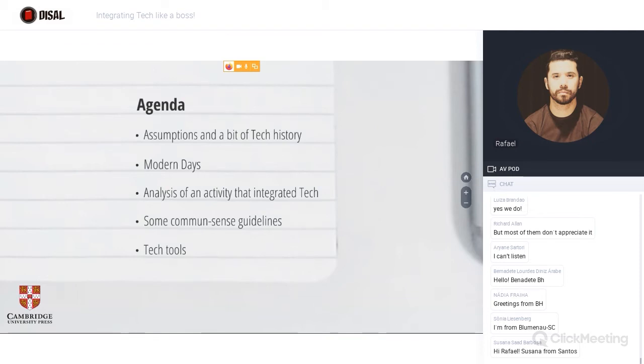And to finish, I want to talk to you about some common sense guidelines and how to get the most out of this technology, and potentially also some tools available to inspire you to go beyond. And through some tech tools examples, I hope to provide you some help with some digital tools to support you during this moment. So let's go.